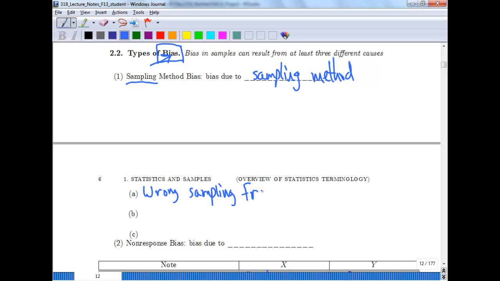Where the sampling frame is the list of units to sample from. For example, if the population is Viola, the sampling frame would be the registrar's list of enrolled students. Obviously, we don't always have a sampling frame when we're conducting a study. That would be nice.